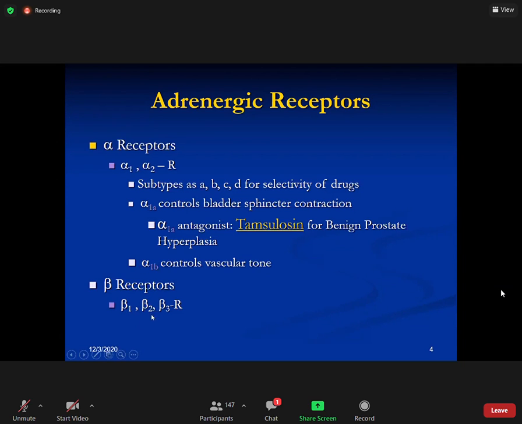And then you have beta 1, beta 2. Beta 1 is for what? The heart. And beta 2 is for what?